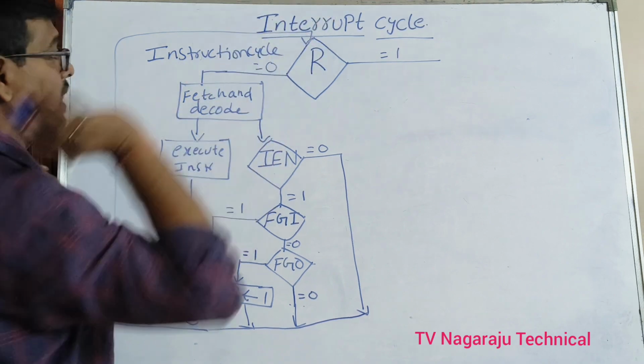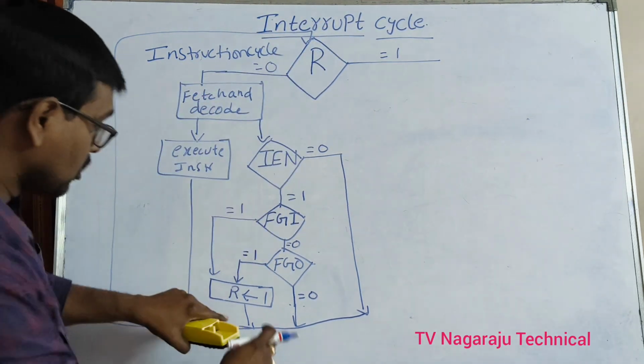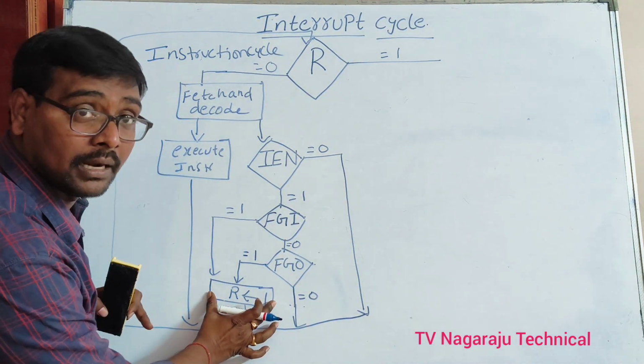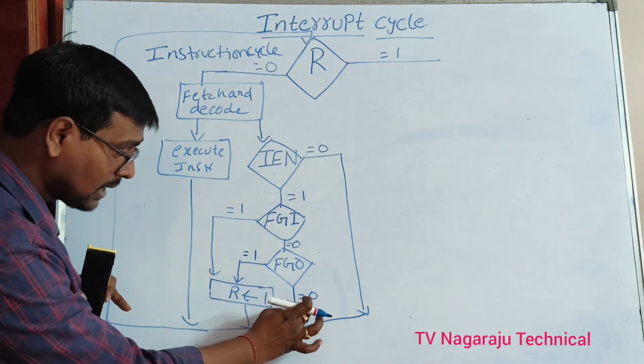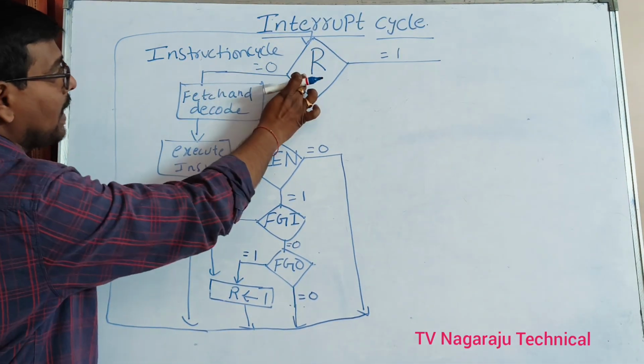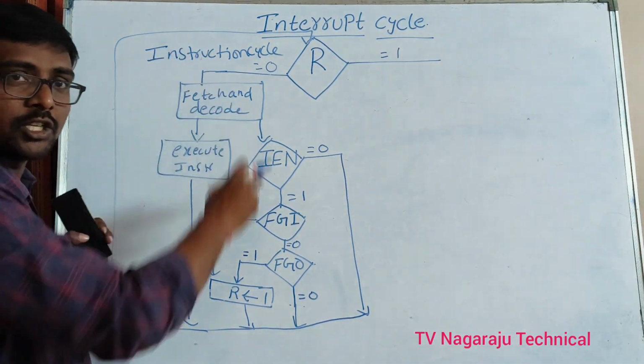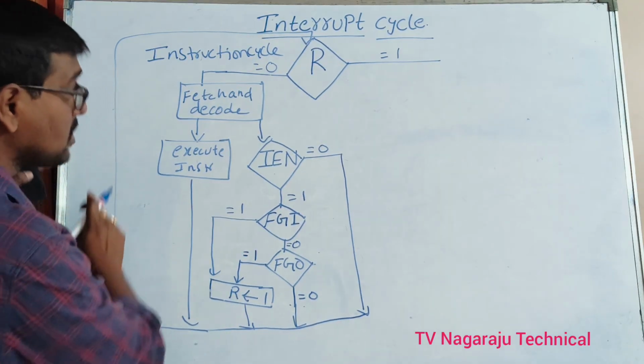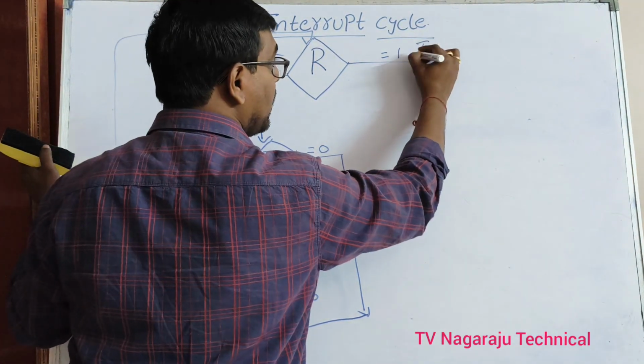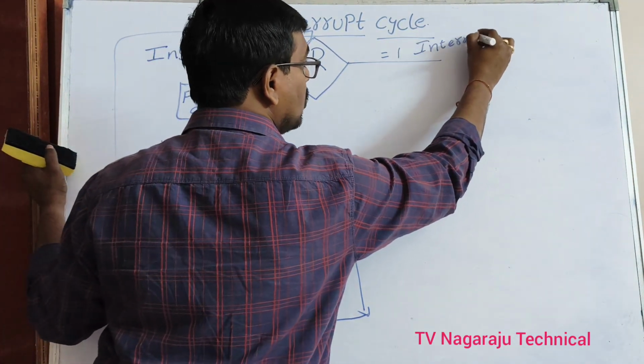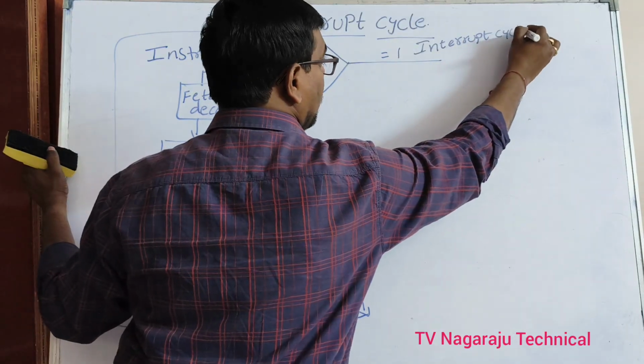So move to here. If this is not updated, understand carefully, if this is not updated, now what happened? Again R is equal to 0, continue the instruction. Now whenever R is equal to 1, that is updated. Now it moves to the interrupt cycle.